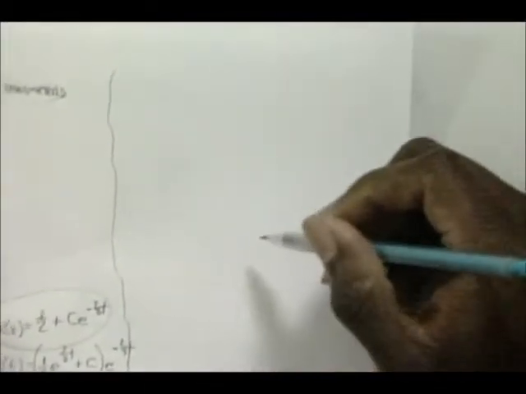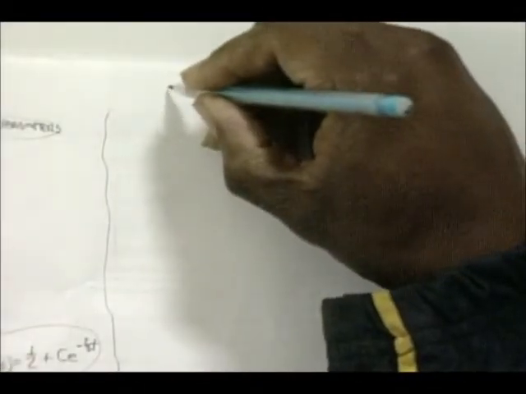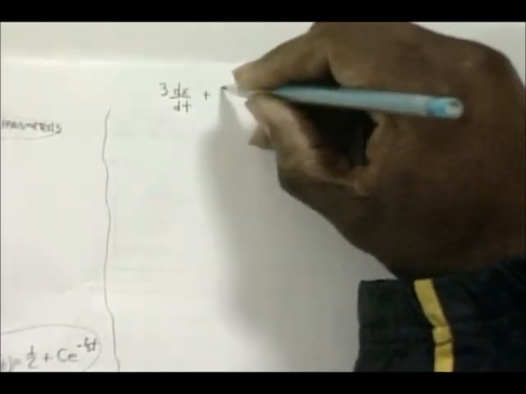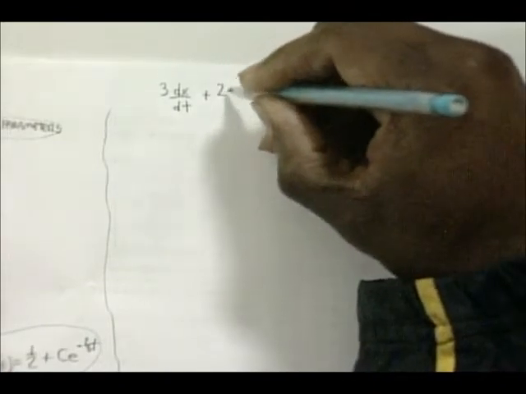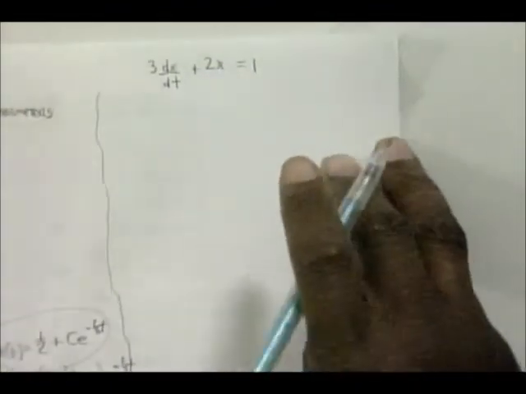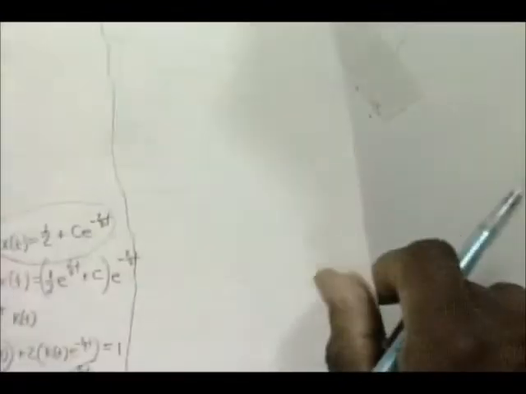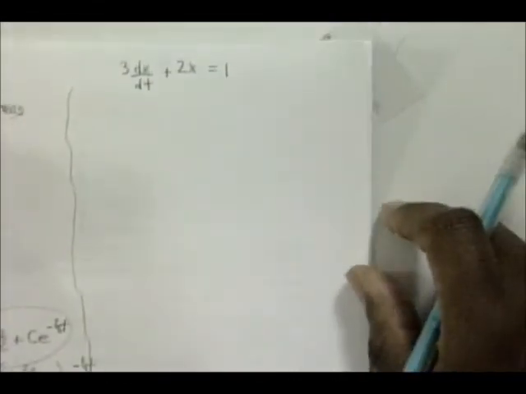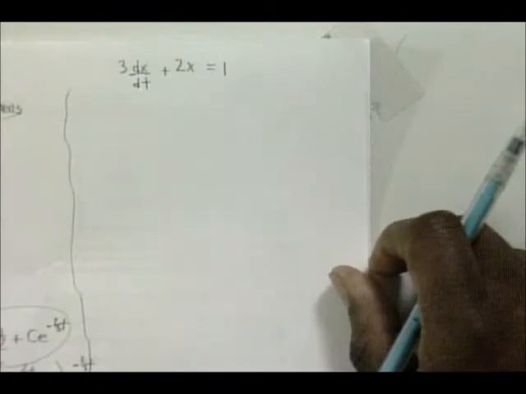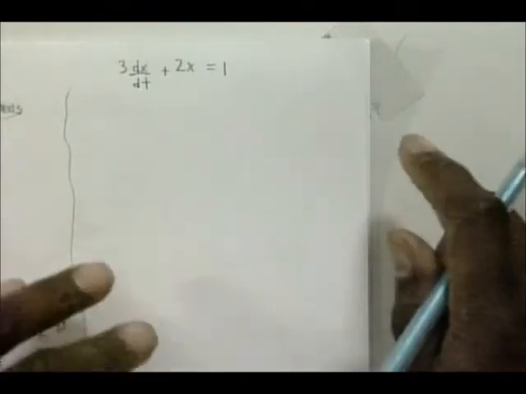Method 2, same problem. 3 dx/dt plus 2x is equal to 1. Same problem as what we did before. I saw on a YouTube video this technique where the person wanted to get what's called an integrating factor. Let's start the same way.